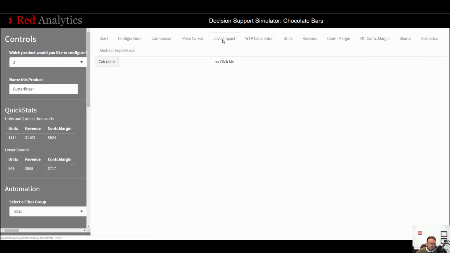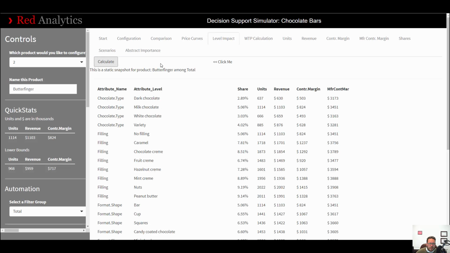The other thing we can do is go through each of the features one at a time and have the simulator output what happens to the units or the revenue when we change the feature. So it's currently on milk chocolate. That's our 1114 that we were looking at. There's our revenue at 1103.